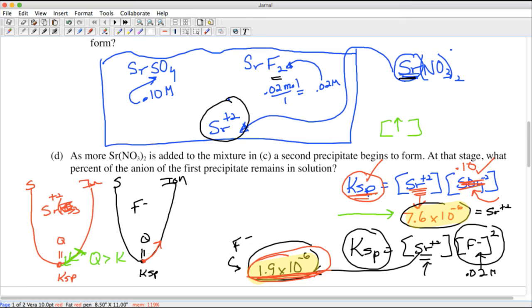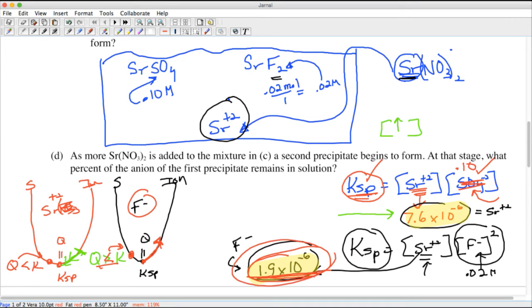At 1 point times 10 to the negative 6 strontium ions, that's not enough to make this Q bigger than its Ksp. Right now, it's below. In fact, both of these reactions are starting the scenario with Q less than K. We keep increasing strontium until it equals K. Who's going to equal it first? This one, the fluoride ion one, equals it first and goes beyond, right?